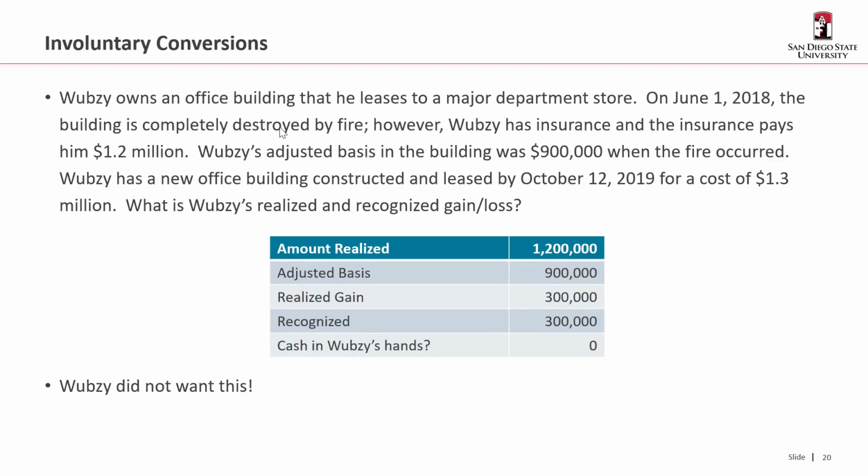So the amount realized, $1.2 million, adjusted basis $900,000, realized gain is $300,000. If the recognized gain is $300,000, how is Wubsy going to pay that? Because he doesn't have any cash. He used all that cash to purchase a new building. And it's not like Wubsy wanted this. This was an involuntary conversion, right? So if he sets the fire himself, we got a whole different issue. But presuming this is an accidental fire, Wubsy didn't want it. This is an involuntary conversion.